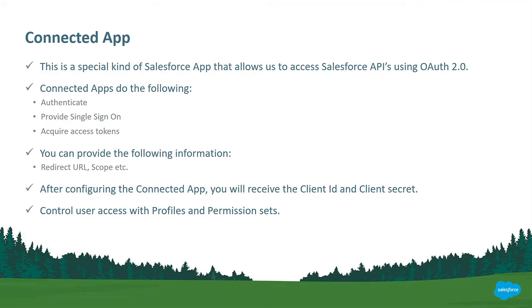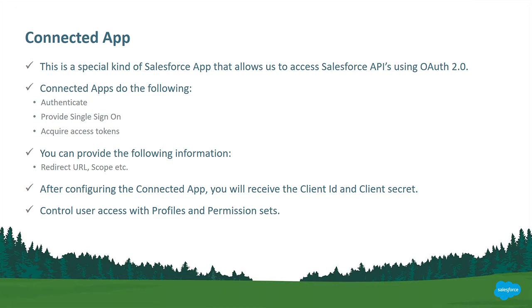Before we jump into what OAuth is, we need to understand what a connected app is. Many of you may have worked with a connected app before. It's just a special type of application that Salesforce has. In fact, any other system that works with OAuth has the concept of a connected app. So basically, the connected app helps you implement OAuth. It does authentication. It allows you to do single sign-on. It also allows you to get those access tokens which we learned about in the previous slide. There are quite a few different security mechanisms that you can implement using the connected app.